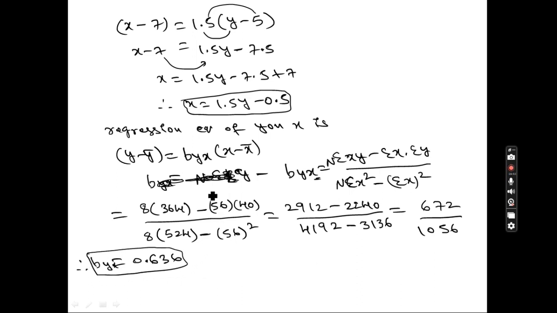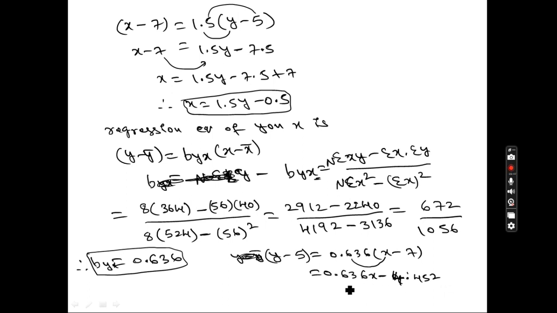After getting this value, and x bar and y bar you know already, substitute these values in the formula. So y minus y bar, y minus 5 is equal to 0.636 into x minus x bar, which is 7. So 0.636 into x is 0.636x, plus into minus 0.636 into 7, which is not a direct answer. I am writing here 0.636 into 7, just multiply this value, this will be 4.452.